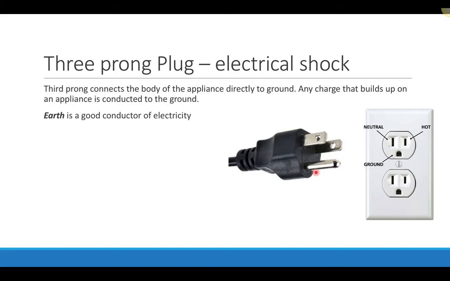Most plugs actually have a positive, a negative, if you want to think about it that way, or a hot and a neutral, and then a ground. The earth is actually a good conductor of electricity, and so when we have the ground connector here, that's actually connected to the earth's ground, and so that's what the three-pronged outlet is.